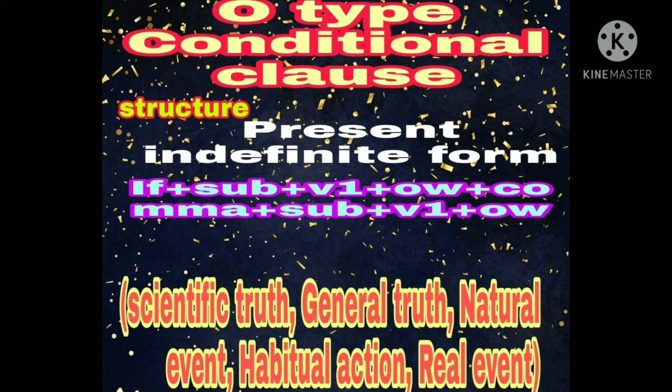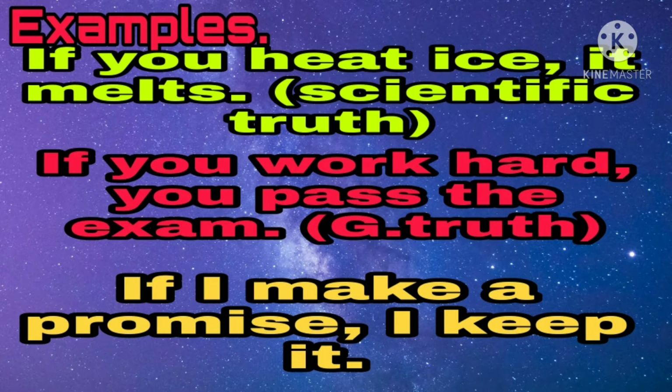In present indefinite form, the structure is if plus subject plus verb 1 plus other words, use a comma, plus subject plus verb 1 plus other words. Let's take some examples. If you heat ice, it melts. Here, "if you heat ice" is a subordinate clause or adverb clause or if clause, and "it melts" is the main clause or principal clause. So this sense is a scientific truth.